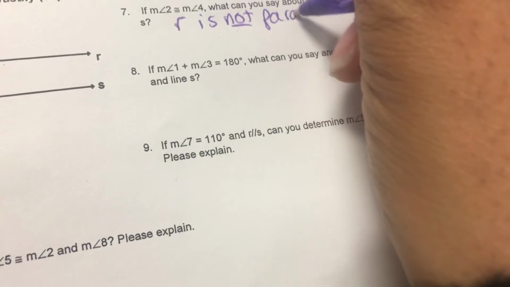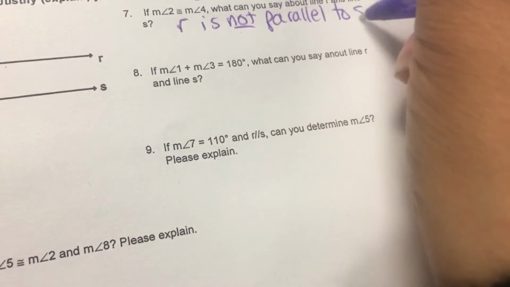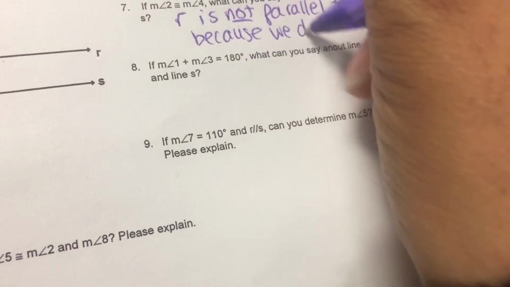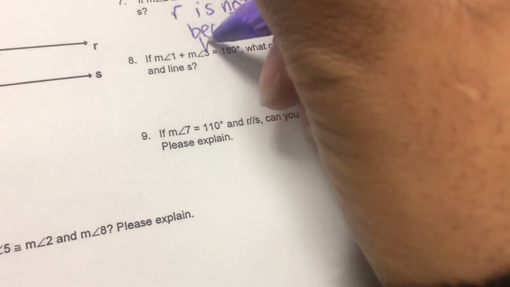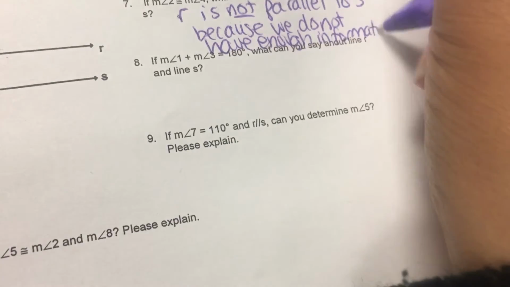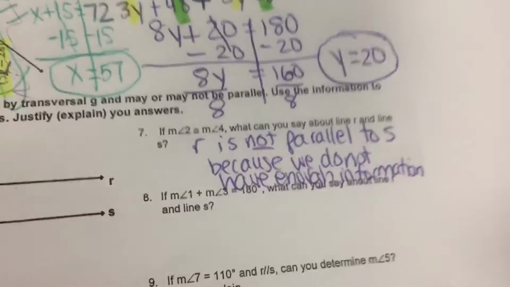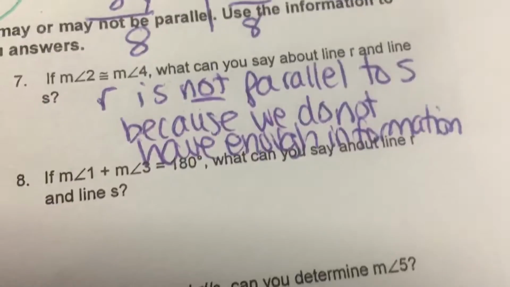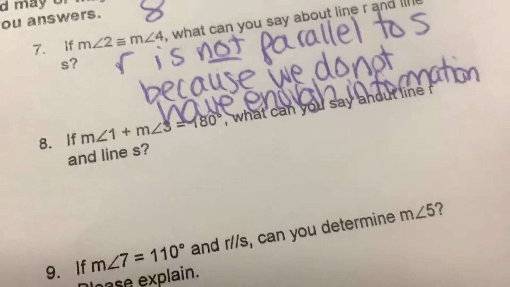So, what can we say about lines R and S? We can say that R is not parallel to S because we do not have enough information. That's code word for doesn't follow one of the rules. Okay.